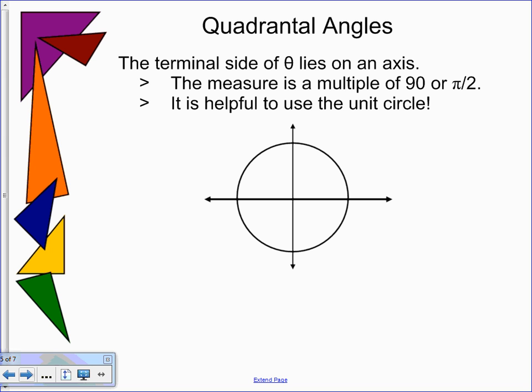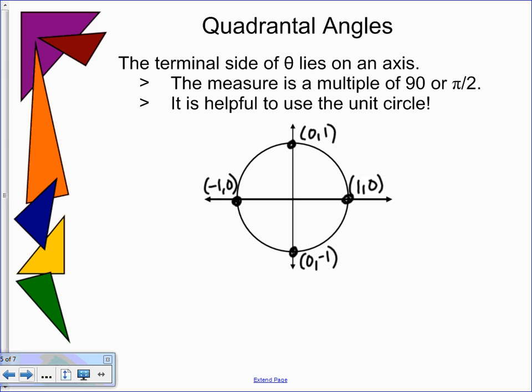I'm going to label 4 points that you'll need to know. This is 1, 0. This is 0, 1. This is negative 1, 0. And this is 0, negative 1. And this is on your little half sheet, too, if you remember. It's up in the corner.